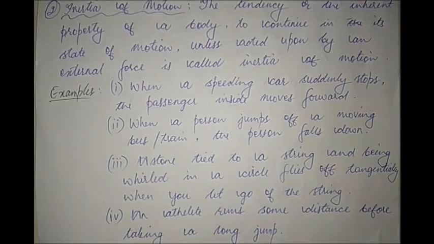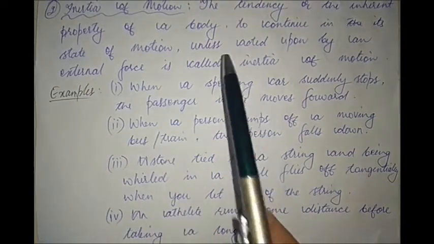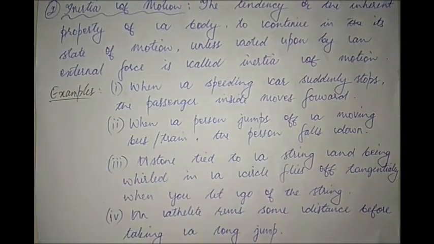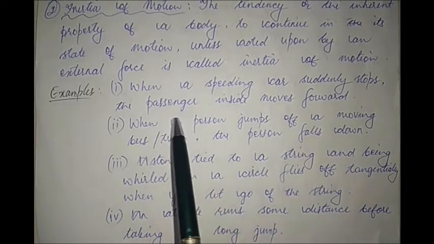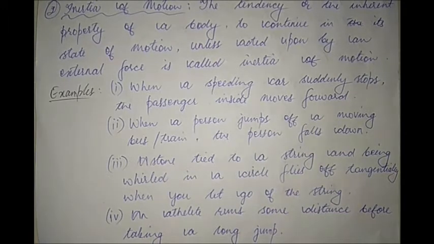Now let us look at inertia of motion. If a body is in motion, then its tendency to continue in the same state of motion unless acted upon by an external force is what is called your inertia of motion. Here also I'm only going to discuss the most famous example, that is when you are inside a speeding car and the driver suddenly presses the brake, you will lean forward. You will move in the forward direction. You must have experienced that. So that happens because of inertia of motion. You can give a look at the other examples of inertia of motion yourself.